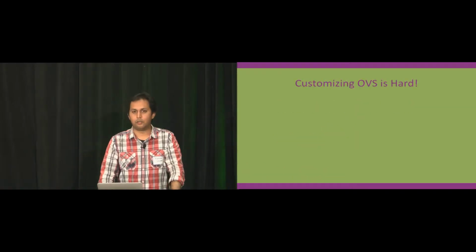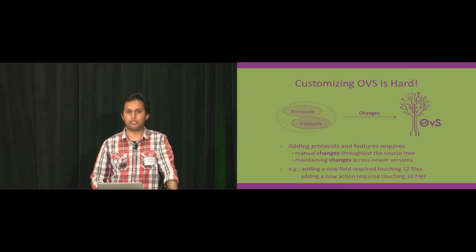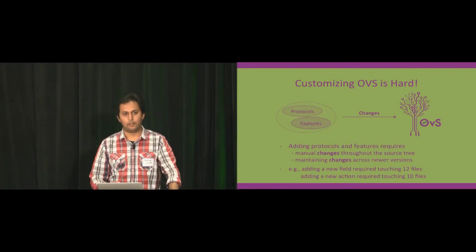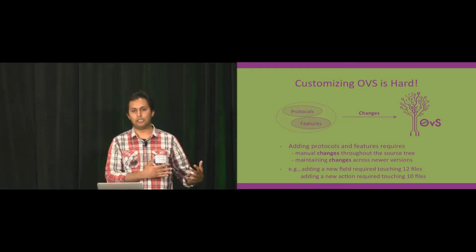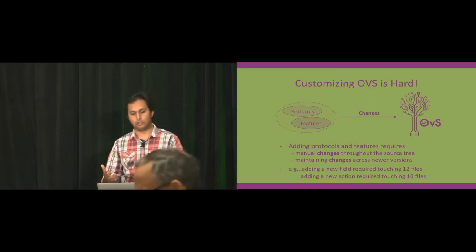So the question that we are going to attack in this talk is that customizing OVS is hard. It requires changes across multiple locations in the source tree. And also, whenever a new change or a new version comes up, the old changes have to be carried on to the newer version.